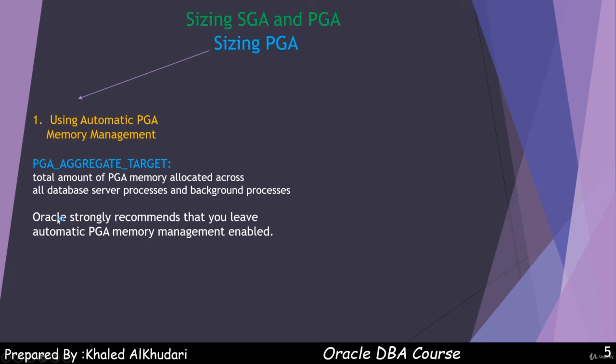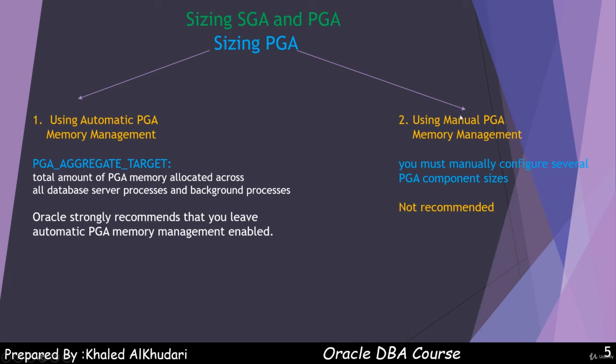Oracle strongly recommends that you leave automatic PGA memory management enabled. So Oracle tells you, please don't try to do this manually, just make it automatic. The other way is called manual PGA memory management. Here you must manually configure several PGA component sizes, and it is not recommended. So automatic will be the best choice for both the SGA and PGA.